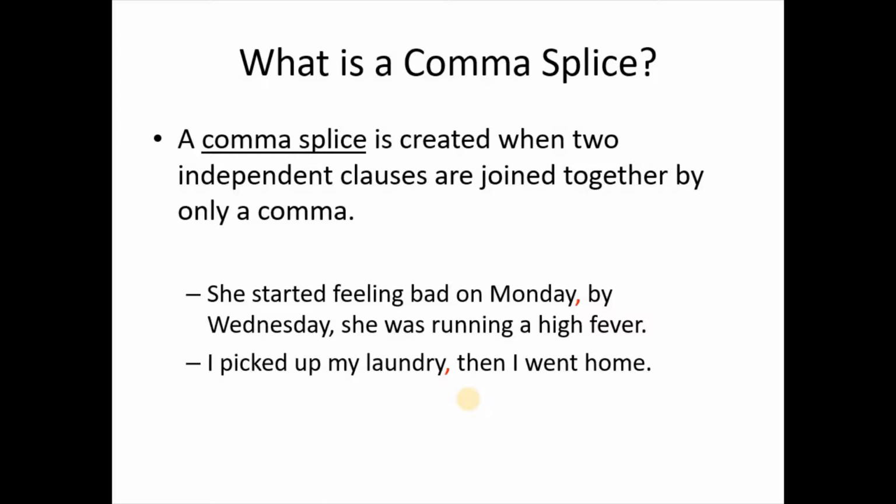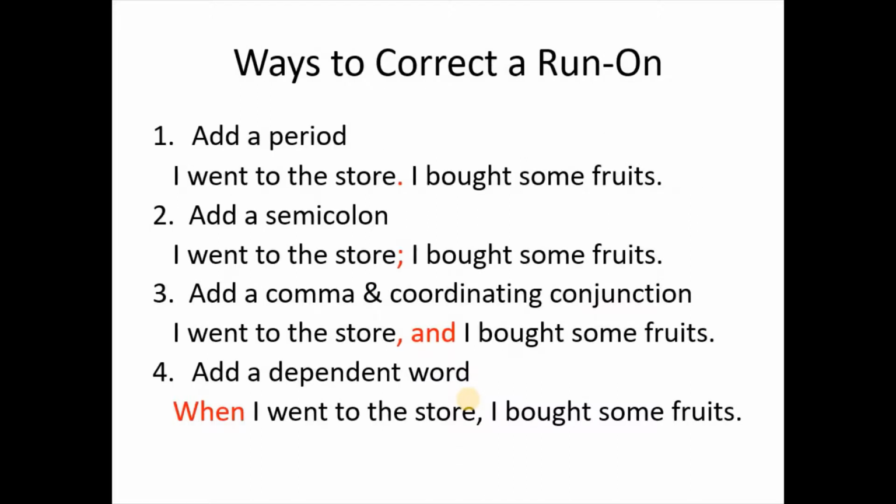Try to avoid fused sentences and comma splices in your writing. Now, how can I fix a comma splice and a fused sentence? What are the proper ways that I can join two independent clauses? That's what we are going to learn in the next slide: ways to correct a run-on. We said that a run-on has two types, fused and comma splice.